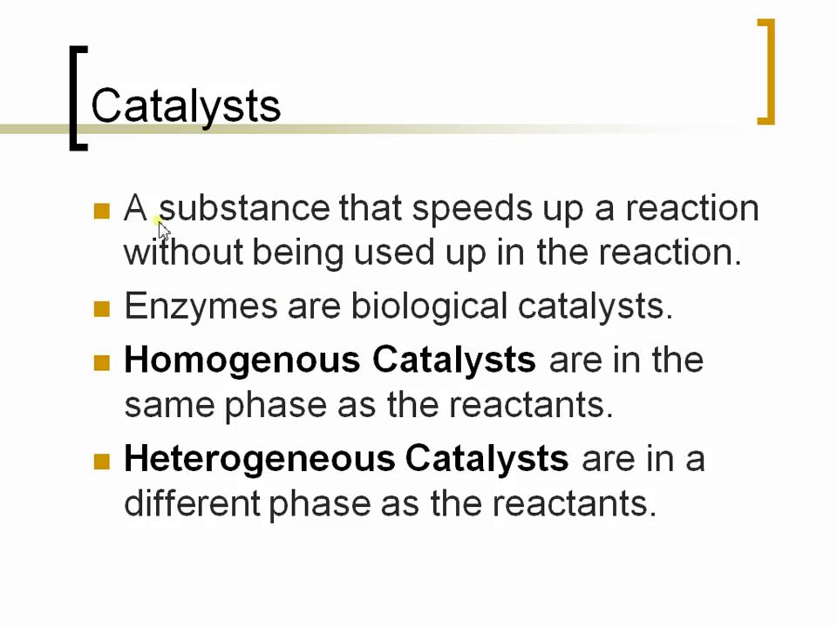A catalyst is a substance that speeds up a reaction without being used up in the reaction. For those of you who remember from biology, enzymes are perfect examples. Enzymes are biological catalysts. There are two different types of catalysts. A homogeneous catalyst is in the same phase as the reactants. So if you're mixing two liquids together, a homogeneous catalyst will also be a liquid. A heterogeneous catalyst is in a different phase. For instance, if you're mixing two liquids together, the catalyst may be a solid that you throw in there to make the reaction go faster.